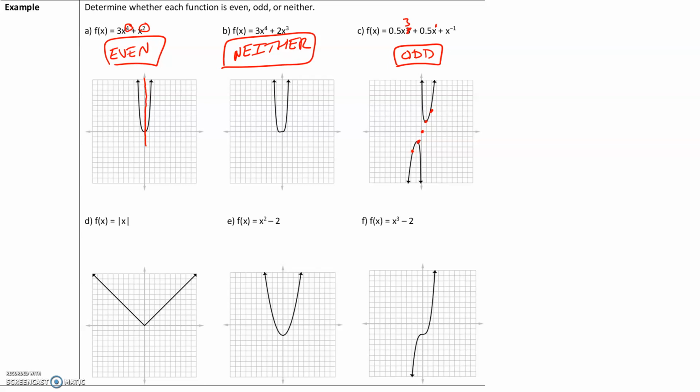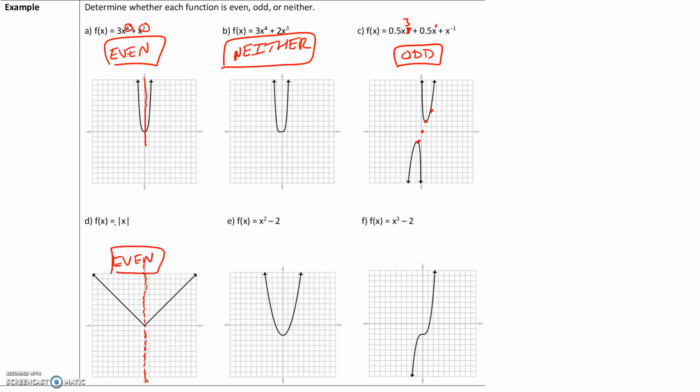Okay, let's take a look at this one. f of x equals the absolute value of x. So the graph of it looks like this, which means that this is reflected about the y-axis, and that would make this an even function.